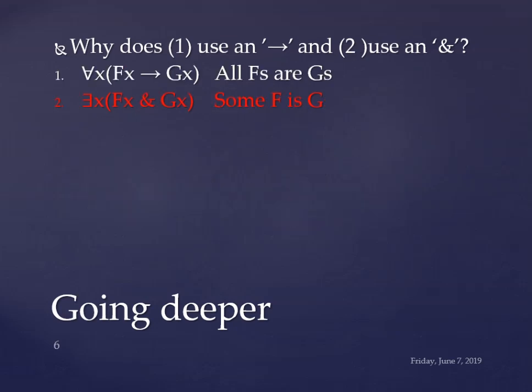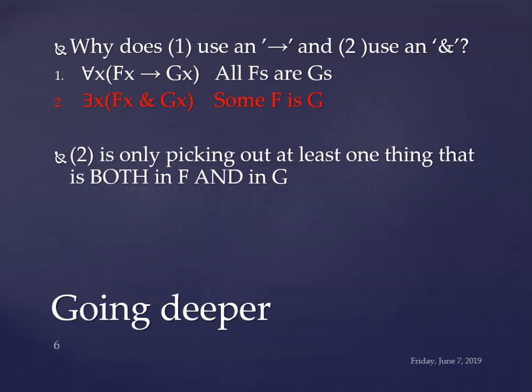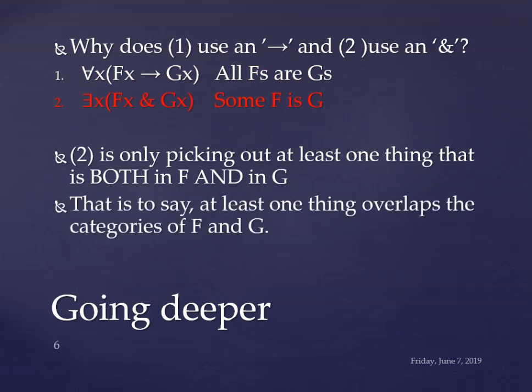By contrast, in number 2, what we're doing is picking out at least one thing that is both F and G. That both and in the capital letters definitely signifies a conjunction. So it's just a matter of thinking about it. That's why we specify this stuff. We think it through, and those are the connectives that map on.